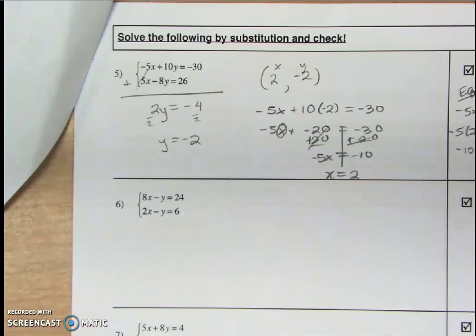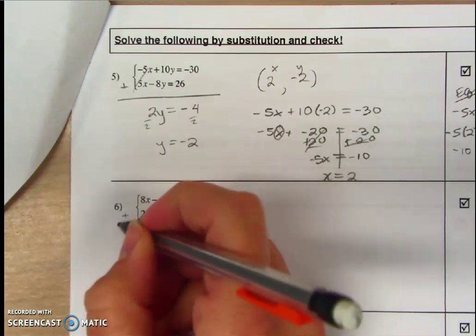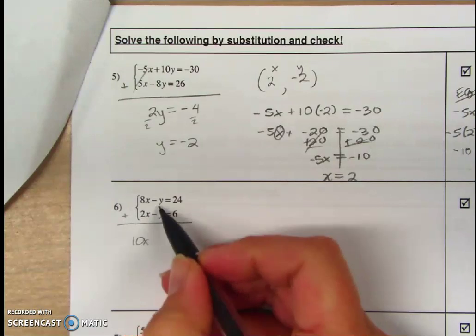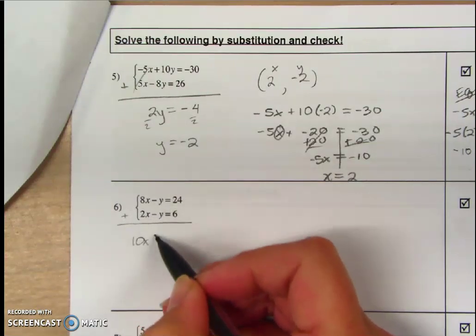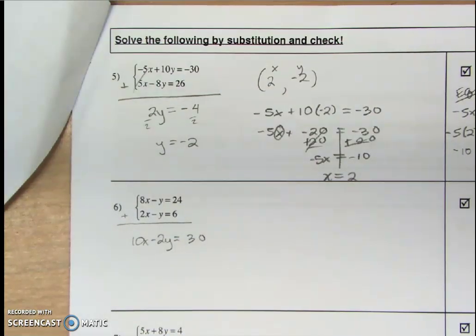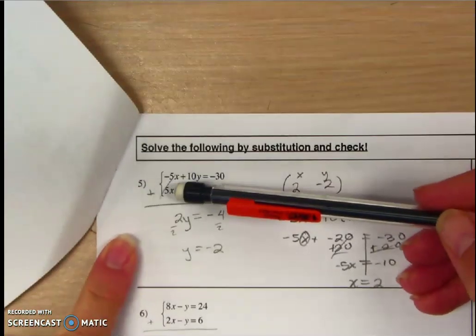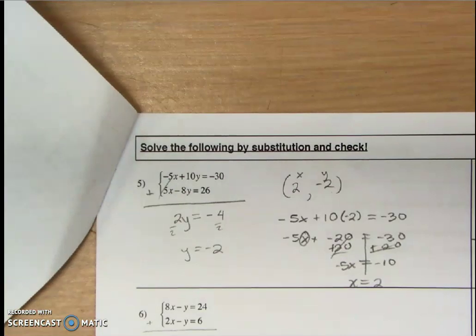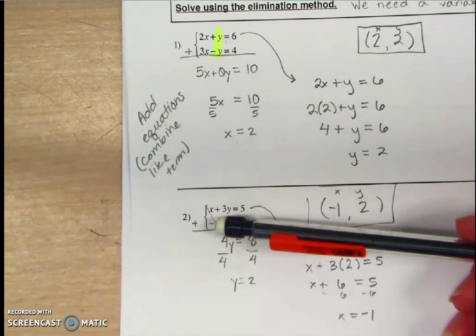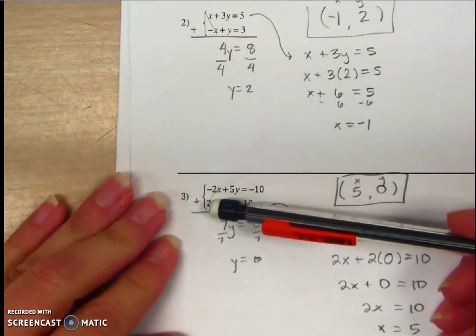Look at number 6. So number 6, if we add these together the way they are, we would get 10x, but negative 1 plus negative 1 is going to be negative 2y equals 30. Well, that didn't eliminate anything, and so we've got to change something about one of these. Notice the ones that eliminated had opposite numbers in front of the same variable. Positive 1, negative 1. Positive 1, negative 1. Negative 2, positive 2.